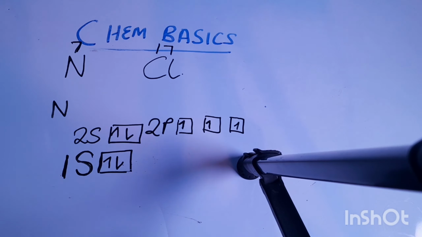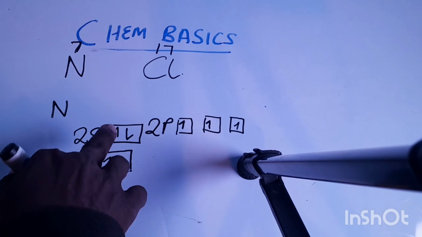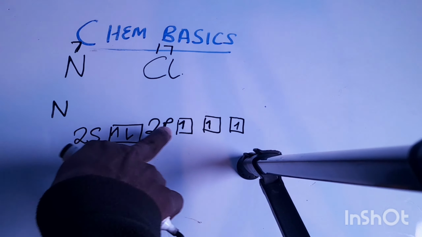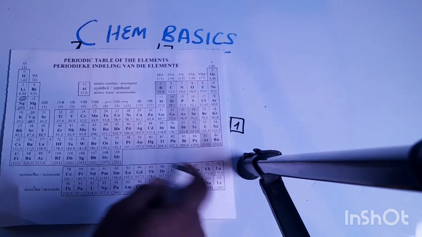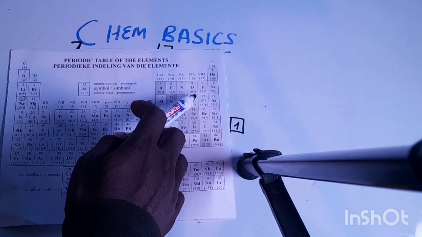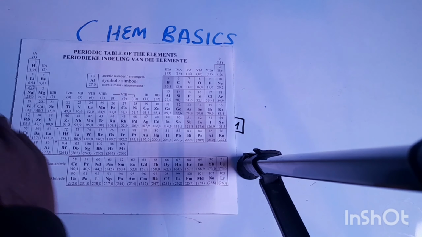If you look at this, we have 2 energy levels: energy level 1 and energy level 2. If we look at nitrogen, this is where nitrogen is. It is in period number 2. As I said, the period tells us how many shells, or energy levels, are filled. And apart from that, now let's look at where nitrogen is.